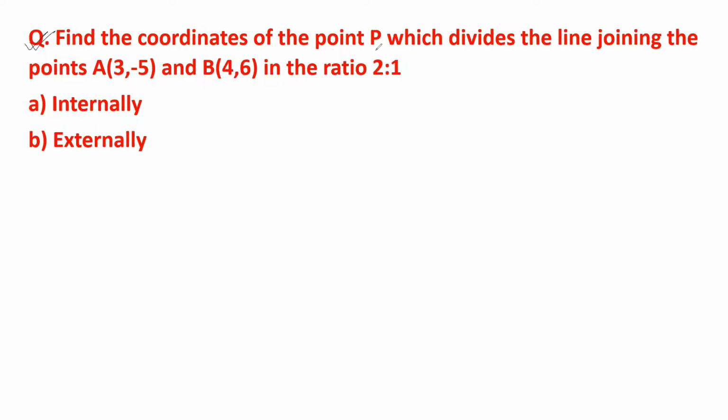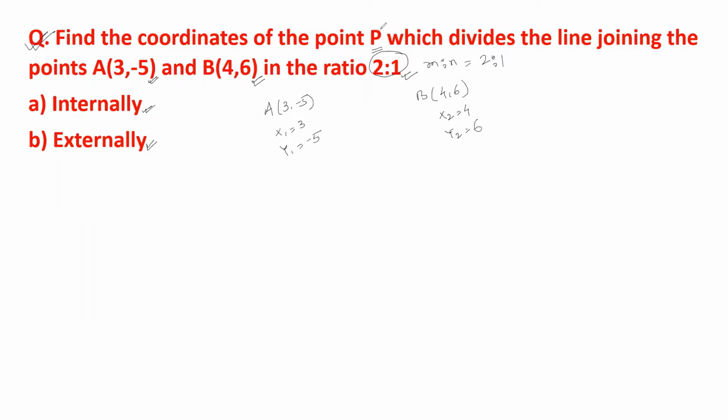Find the coordinates of the point P which divides the line joining the points A 3, minus 5 and B 4, 6 in the ratio 2:1 internally and externally. So here the points are A 3, minus 5 and B 4, 6. So we have the coordinates x1 equals 3 and y1 equals minus 5. And here x2 equals 4 and y2 equals 6. And the ratio is given to be 2:1. So that is m:n is 2:1.